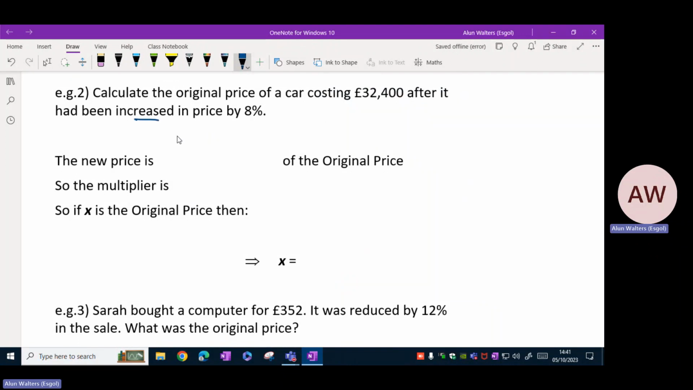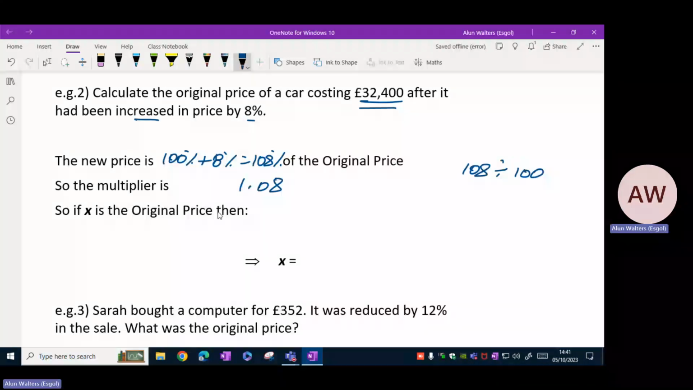I'm going to do a second question. It's an increase, so once again I'm going to say 100% plus 8% is 108% of the original value. The original value of the car was less than 32,400. So this 108%, I divide that by 100, and I end up with a multiplier of 1.08.